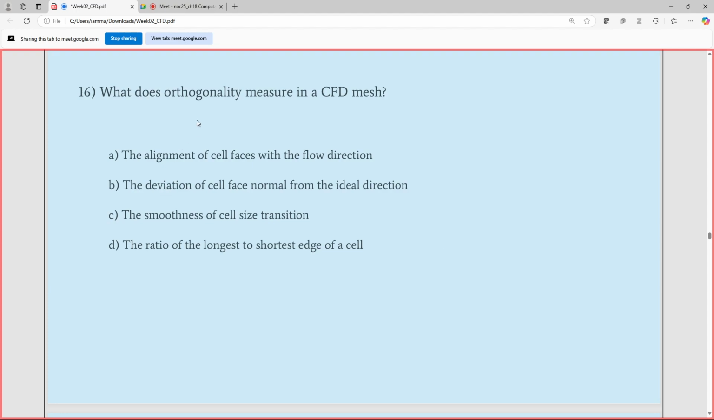Next question: what does orthogonality measure in a CFD mesh? Another mesh quality metric is called mesh orthogonality. So what does this orthogonality measure? Option A: alignment of cell faces with the flow direction. Option B: deviation of cell face normal from the ideal direction. Option C: smoothness of cell size transition. Option D: the ratio of longest to shortest edge of the cell. So the question is, what do you mean by mesh orthogonality?